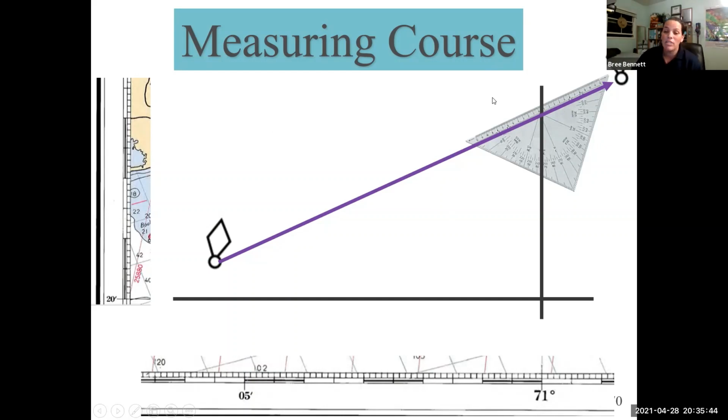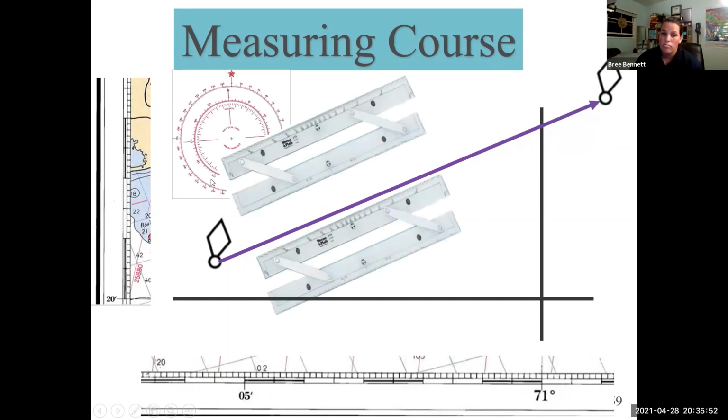So if you have a triangle, now is a great time to practice, if you've never used it before. But definitely, if you just have a parallel ruler or roll plotter, use those. Those are great too.